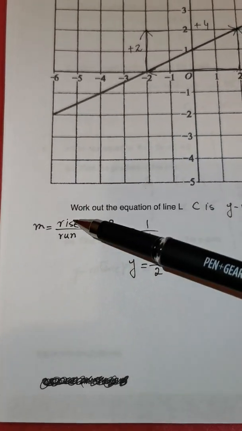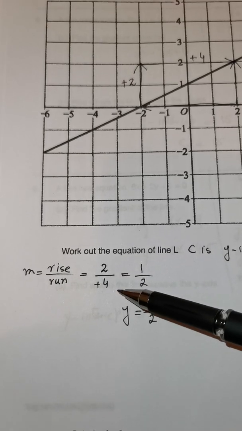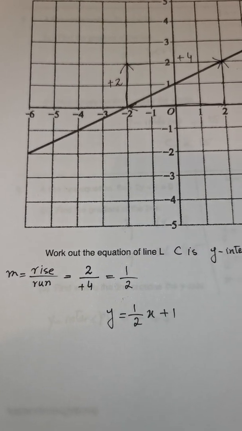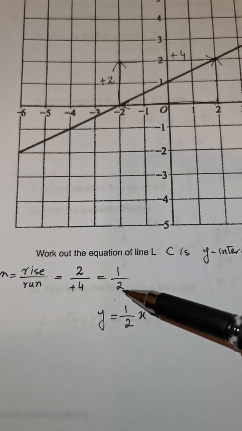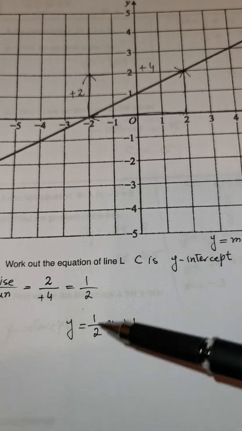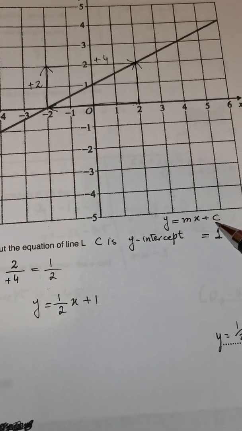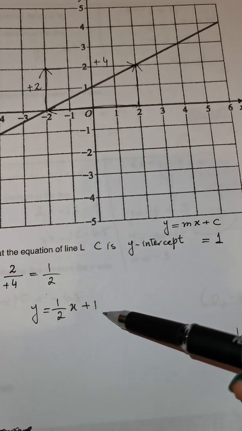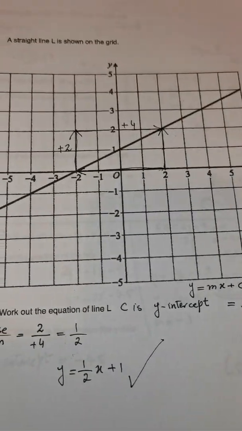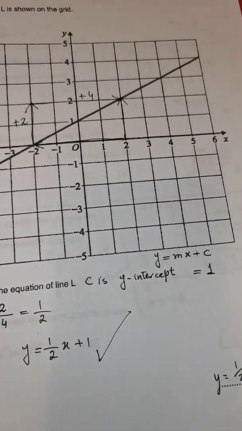So just put the values in the formula y over x, or rise over run, and you will get your slope or gradient 1/2. Just put the value of slope and the y-intercept, this is c, in the given equation y = mx + c, then you will find the equation of the given line. That's so simple if you can understand.